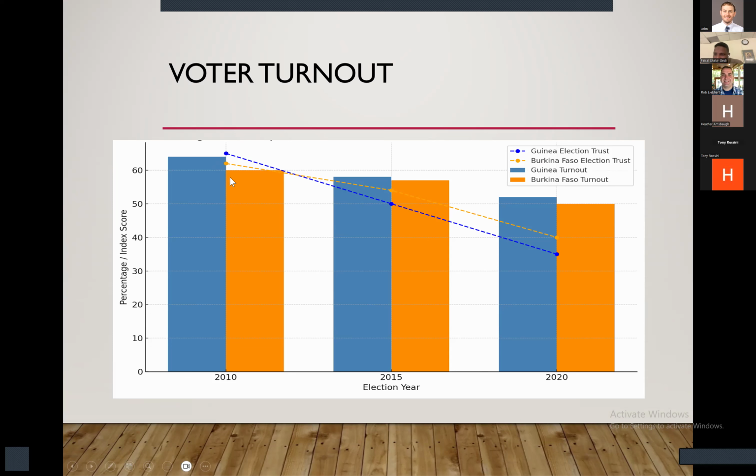Guinea starts off slightly higher than Burkina Faso in 2010, but both show consistent decline. More importantly, the dotted lines reflect the level of trust. The level of trust in elections is also showing a significant erosion over time. This indicates that citizens were not only turning out to vote less frequently, but also losing faith in the fairness and integrity of the election process.